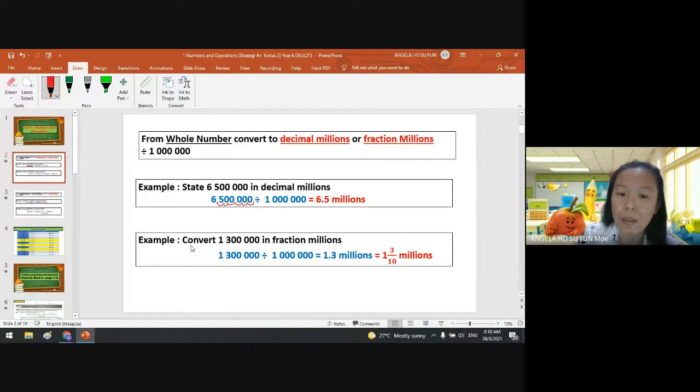Another case is to convert a whole number into a fraction. It is the same thing. You write the whole number and divide by 1 million. You shift the decimal point 1, 2, 3, 4, 5, 6. At first maybe you will get 1.3 millions. You can convert it back into a fraction: the whole number stays as it is, and 0.3 is actually 3/10 if you convert it into a fraction. So it becomes a mixed number, that is 1 and 3/10 millions. That is how we recall what you learned at the beginning of the year.